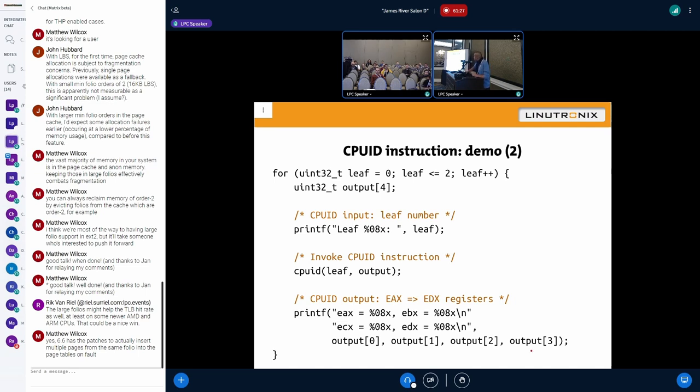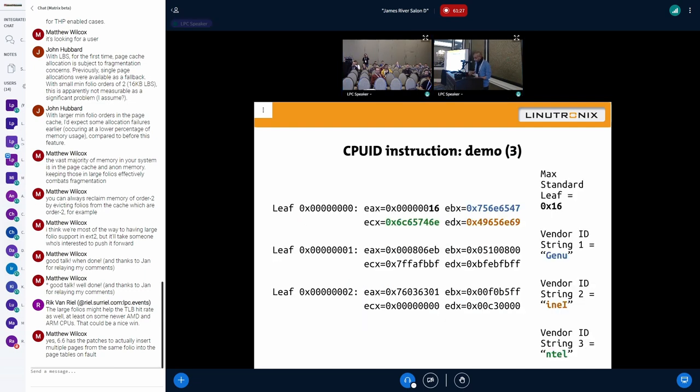So if I continue the demo, here I am showing this, listing the CPUID in three leaves, leaf 0, leaf 1, and leaf 2. Basically, I am invoking the inline assembly macro that I showed in the earlier slide. This is the invoke CPUID instruction. And then I am printing the output, as I mentioned, from EAX, EBX, ECX, EDX. And this is actually the output of this.